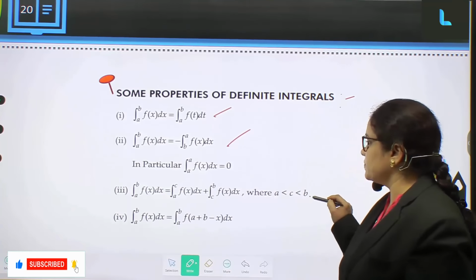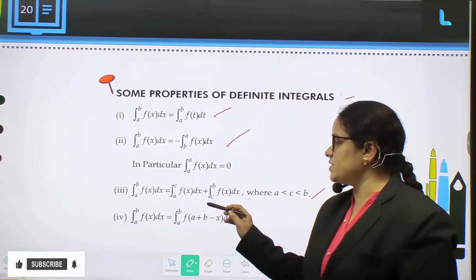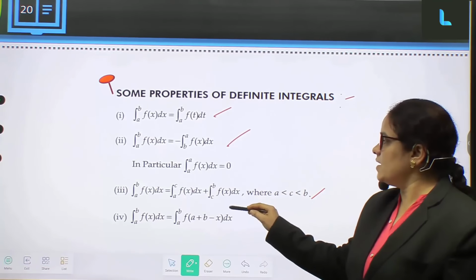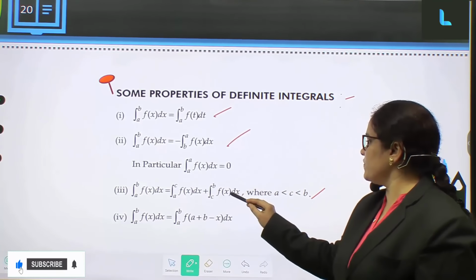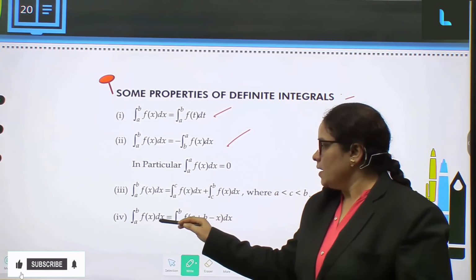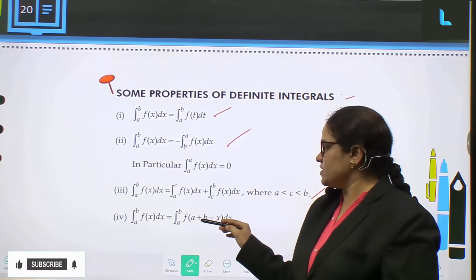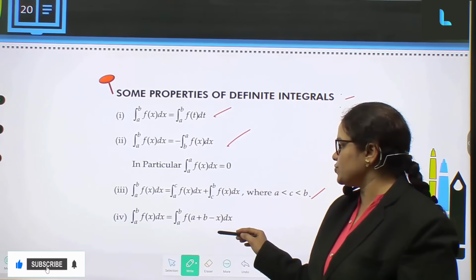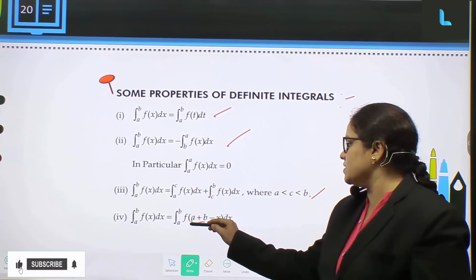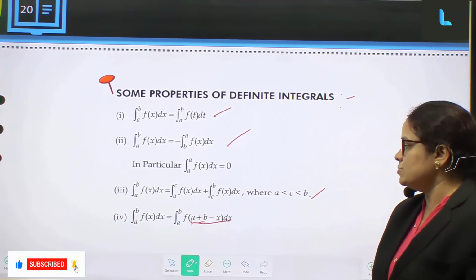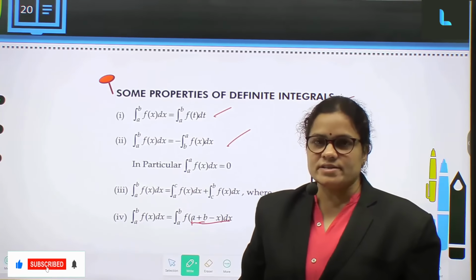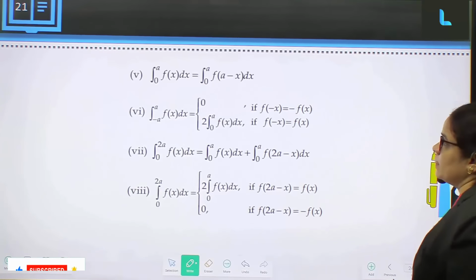Third property is integral a to b f of x dx equal to integral a to c f of x dx plus integral c to b f of x dx, where a is less than c less than b. And the last, fourth property, integral a to b f of x dx equals integral a to b f of a plus b minus x into dx. These are the properties of definite integrals.